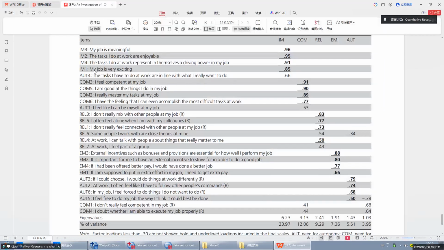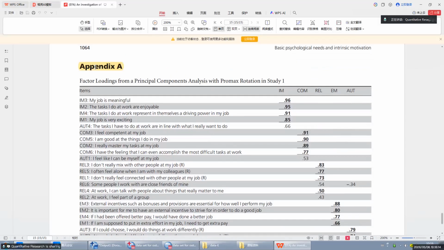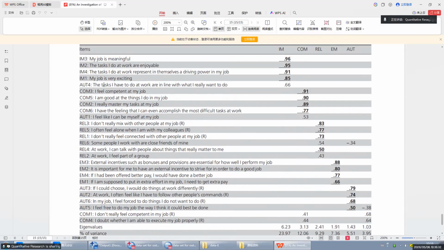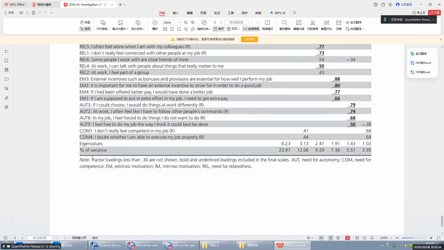Okay. Now I want to use this example to illustrate how to deal with the problems in the factor analysis. Now, can you understand the result of EFA in this study? Yeah. For example, here it says factor loadings smaller than 0.3 not shown, too small. Bold underlined loadings included in the data analysis.